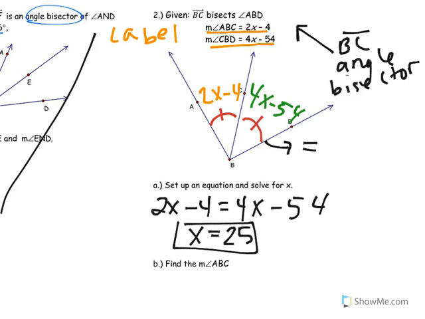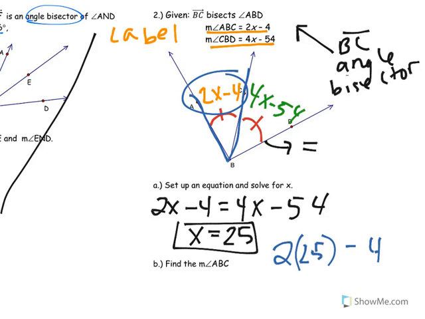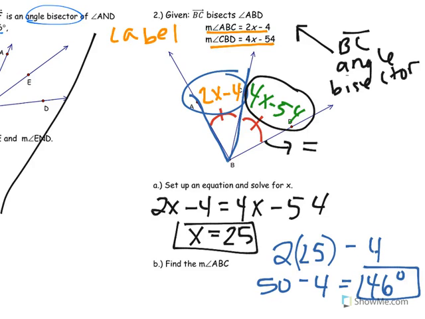Well, I want to find the measure of angle ABC. So that means I'm going to plug this into my orange expression that's holding the place of that. So let's evaluate. Let's take 2 times x minus 4, and let's plug in 25. 2 times 25 is 50. 50 minus 4 equals 46 degrees. And if you would like to check your work, I might plug into this other expression and evaluate that expression, because that should also be 46, because they should be equal.